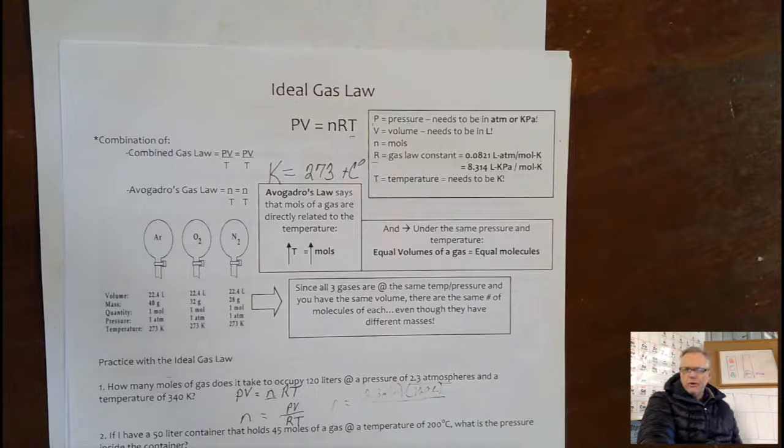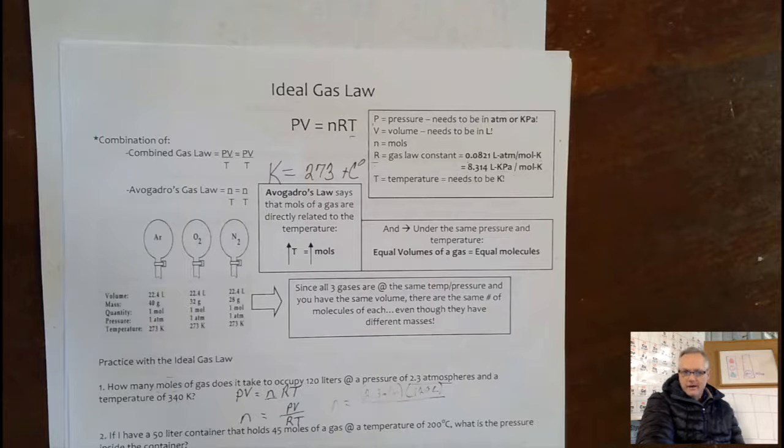Now, in chemistry, we often refer to this as PIV-NERT. Instead of saying PV equals nRT, we just say PIV-NERT, the gas law equation. So if you hear that, it's just a nickname given to it: PV, PIV, and then nRT, NERT. So if you hear that, you'll know what we're talking about.